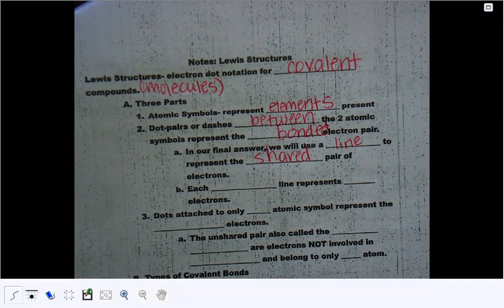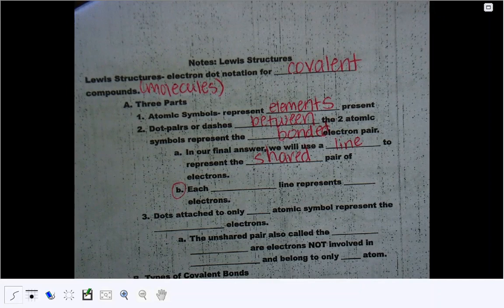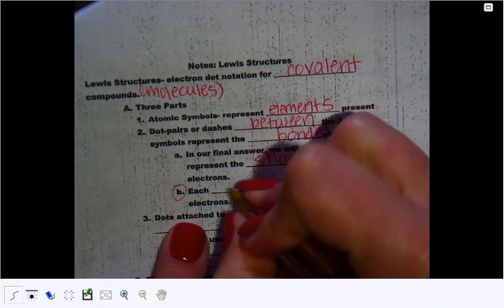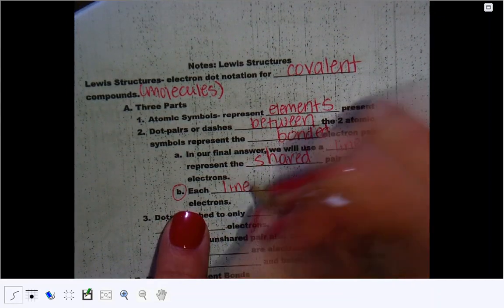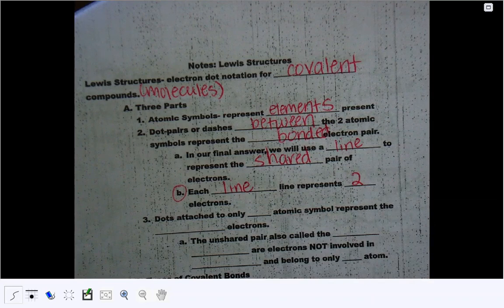All right, cool. So it's really important to remember this because you're going to be counting in a second when we start drawing these. Each dash or each line is going to represent how many electrons do you think? How many electrons are getting bonded? 2, exactly. So make sure you remember each line will represent 2 electrons. If it helps you to draw dots at the end of these lines, that's fine, until you get used to it. All right, cool.